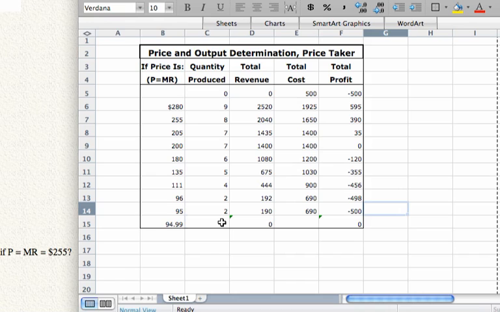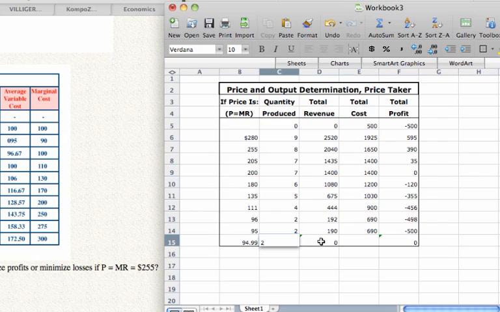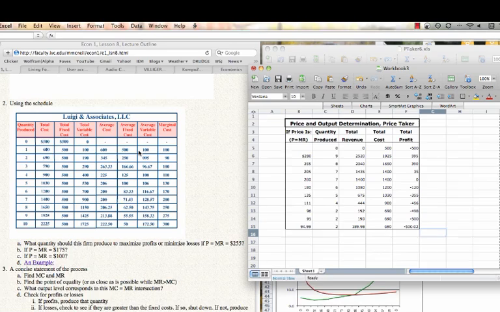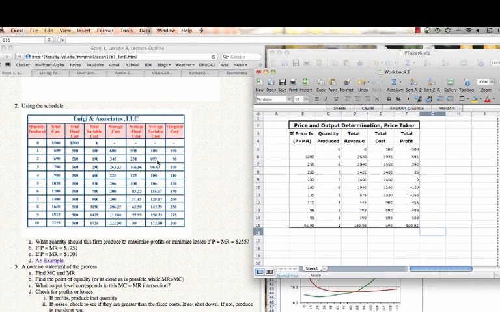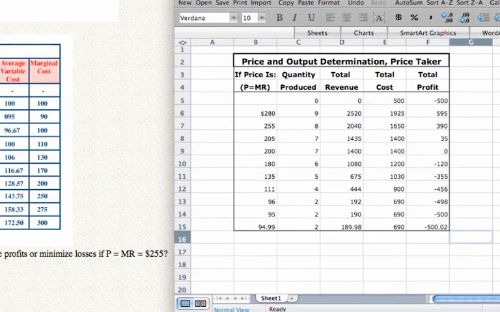But what if the price is $94.99? Then if they produce the 2 units where marginal revenue and marginal cost are closest, their cost will be $690 and their loss will be $500.02. So at any price below $95, which is the minimum average variable cost right there, they would choose to shut down rather than to produce, because they will lose less by shutting down than by producing. So this is price and output determination for a price taker.